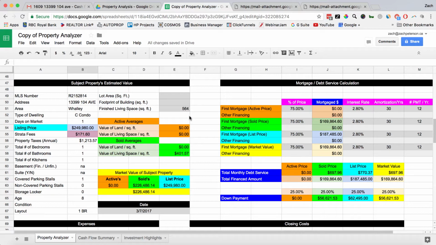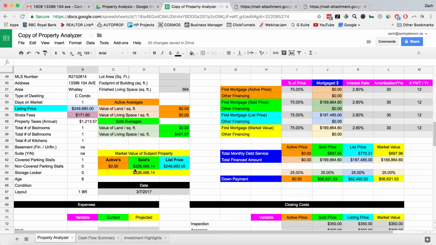Multiply that by 564. So that says that the sold price in the area for this property is around $226,486. And because we didn't use any active properties, the market value is just going to be the same as the sold value. If you look at the list price, it's listed for almost $250,000. The actives in the area put this property around $225,000. So this property is listed over market value by about $25,000.